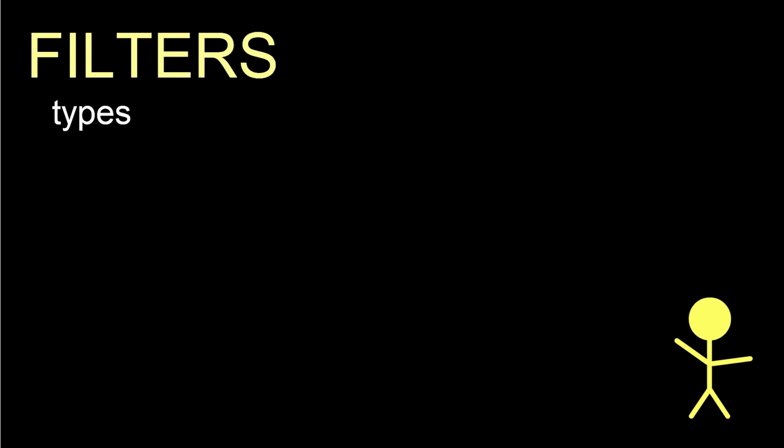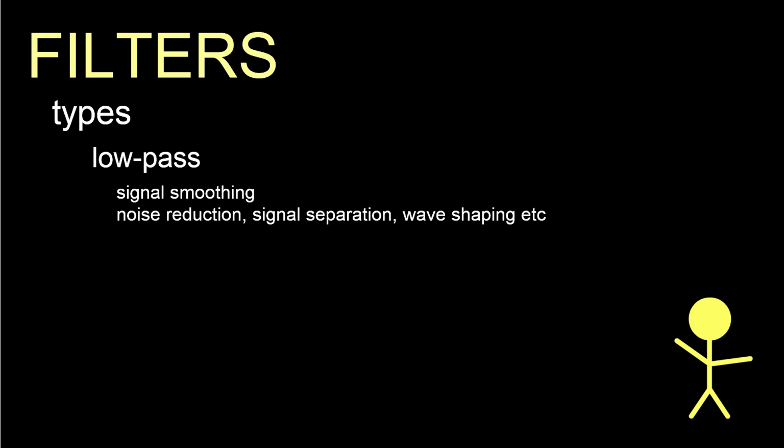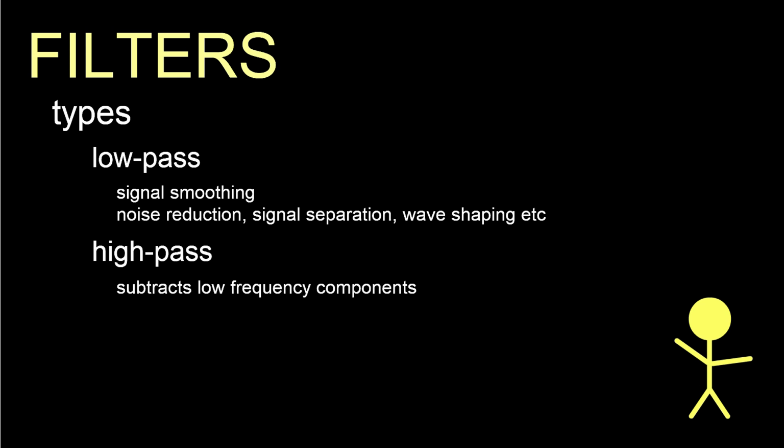There are many different types of filters, but I will just visit two. A low-pass filter includes a group of small adjacent positive points, and it results in the signal smoothing. A low-pass filter is used for noise reduction, signal separation, wave shaping, etc. A high-pass filter uses a superposition of the delta function, or the unit impulse, minus a low-pass filter kernel. This will subtract low-frequency components from the signal. High-pass filters are commonly used in AC coupling and many different audio systems.